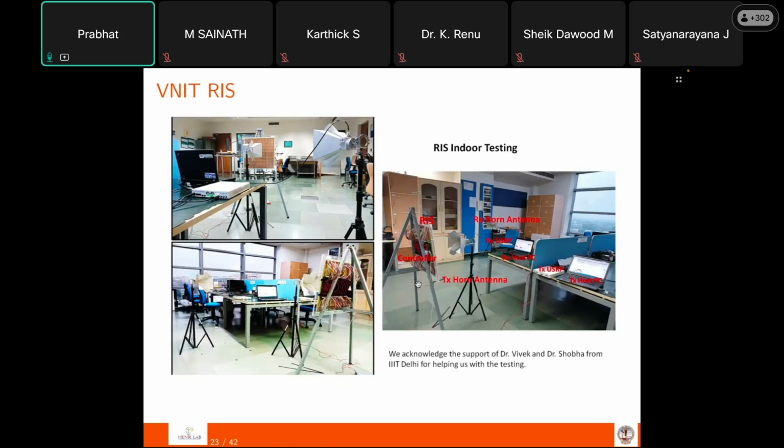So probably in late 2022, we developed an initial prototype of RIS. You can see that this is the in-house developed RIS, and the entire fabrication was done at Nagpur itself. We control the current in each of these elements through this backside controller circuit, and then we excite the RIS.